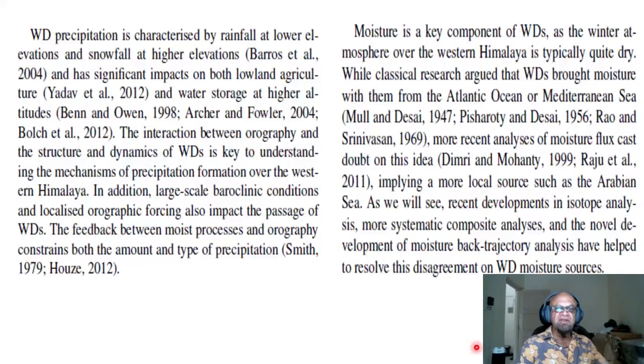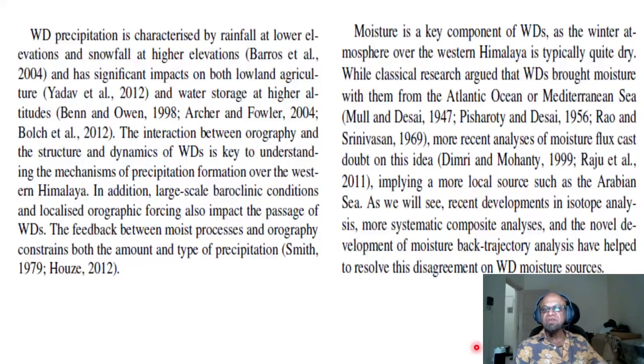WD precipitation is characterized by rainfall at lower elevations and snowfall at higher elevations, and has significant impact on both lowland agriculture and water storage at higher altitudes. The interactions between the orography and the structure and dynamics of WDs is key to understanding the mechanisms of precipitation formation over the western Himalaya. In addition, large-scale baroclinic conditions and localized orographic forcing also impact the passage of WDs. The feedback between moist processes and orography constrains both the amount and type of precipitation. So you need the mountains to squeeze rainfall out of them, even though lowlands also get some rainfall, different mechanisms.